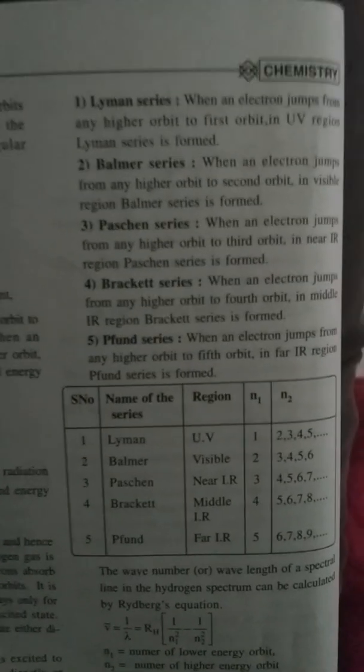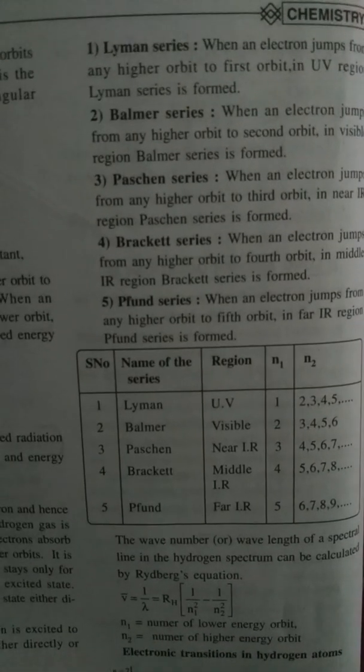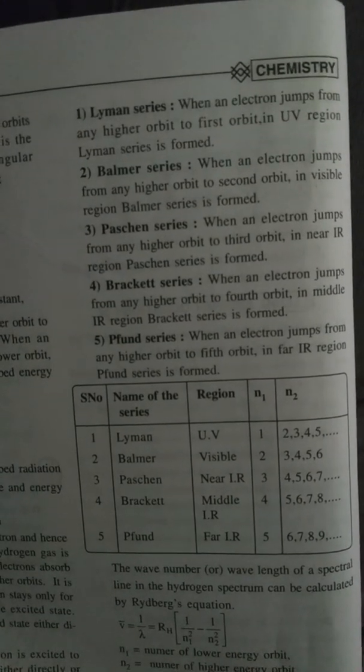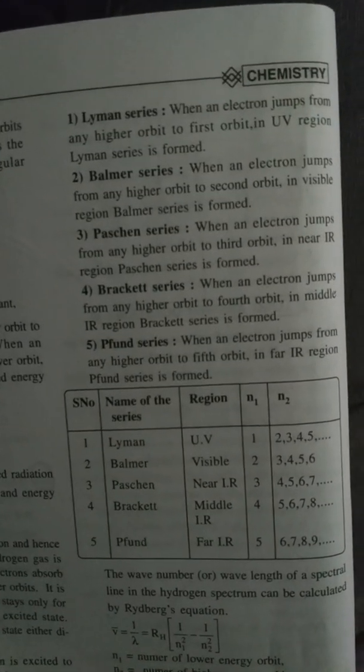These lines are divided into 5 series. These series are named Lyman series, Balmer series, Paschen series, Brackett series, Pfund series. Lyman series: when an electron jumps from any higher orbit to the first orbit in the UV region, Lyman series is formed.